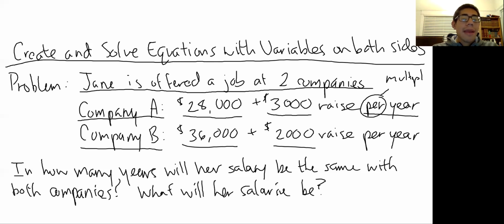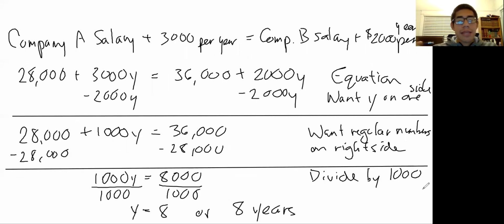Due to the raises, even though Company A is going to offer her less money in the beginning, after a certain amount of years, she's going to make the same amount of money for Company A as she's making for Company B. We want to know how many years that's going to take, right? That's what the problem is asking. Let's get to it. Company A's salary plus $3,000 a year is going to equal Company B's salary plus, and I don't know if you can see it here, but it says $2,000 per year. Did I write that backwards? I might have written that backwards. Sorry about that.